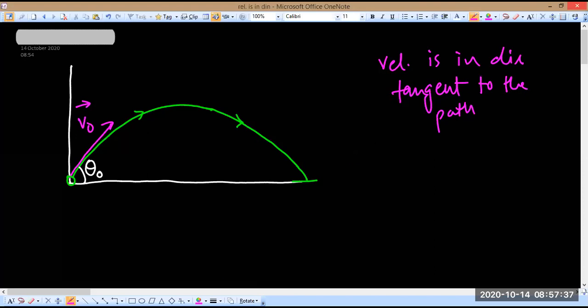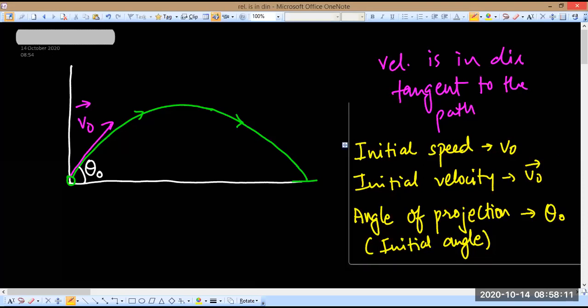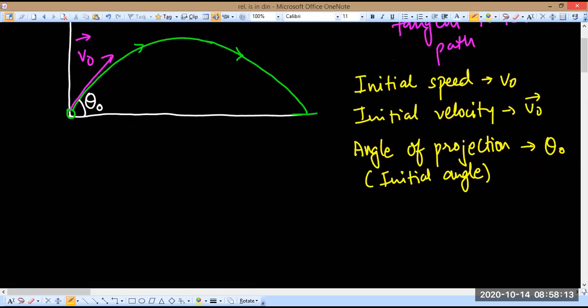So this is the initial velocity, right? Let's write all the terms. Initial speed v0, initial velocity is v0 vector. Angle of projection means at what angle you are throwing. That is the initial angle, which is theta 0, right? These three things clear, all of you?